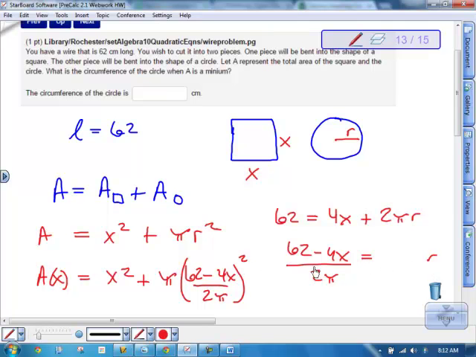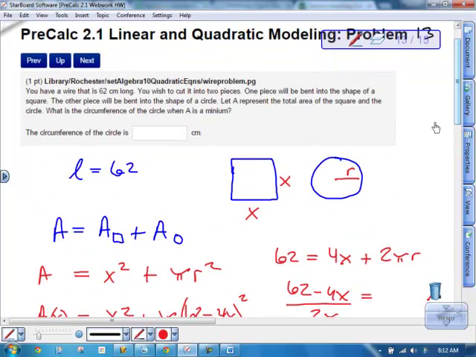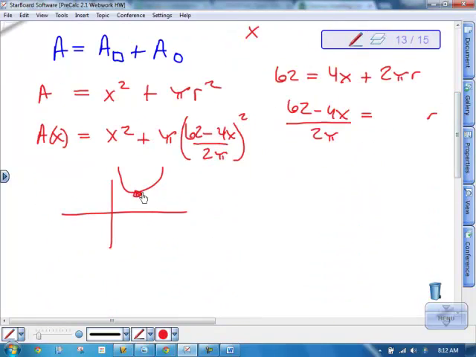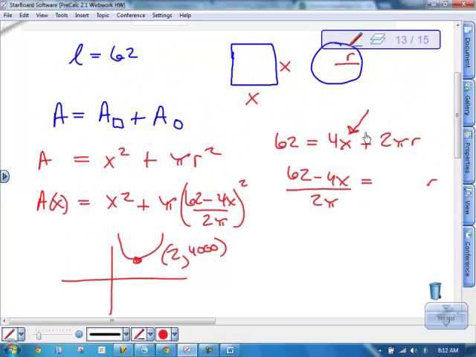And that'd be squared. So what I've got here is an area formula in terms of x, which I can graph. I don't know what it looks like, but there's some minimum value somewhere in there, a local minimum, that I'm looking for because they want me to minimize the area. So I'm looking for that minimum point. Once I find that point, let's say it's 2 comma, I don't know, 4,000, the x value is what I want there, because I'm going to plug x back into this equation right there.